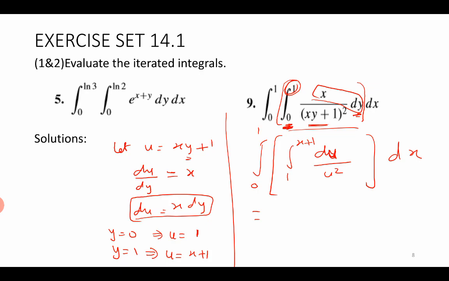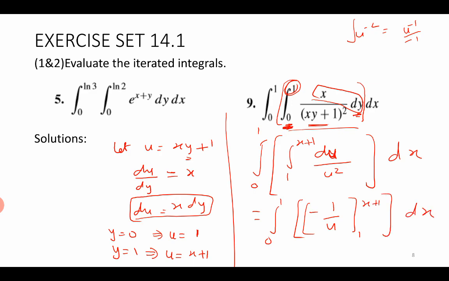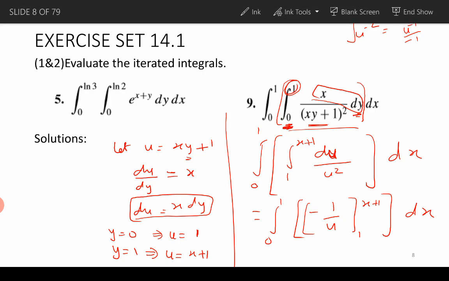We should remember u is u power minus 2. So when you integrate u power minus 2, it will be u power minus 1 over minus 1. I am writing directly, outer integration is 0 to 1. Inner integration becomes negative 1 over u, and the limits of u will be 1 to x plus 1, and the outer integration is with respect to x. Okay, and then we continue the next page.